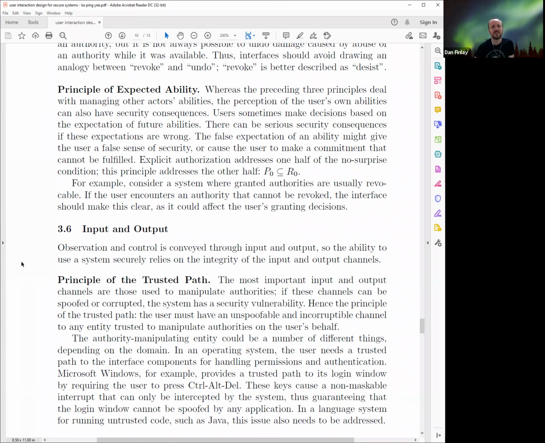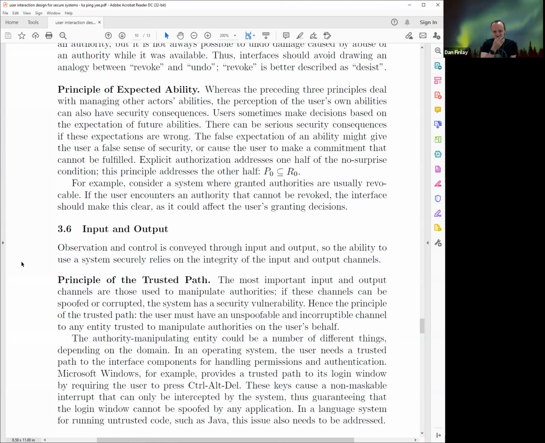I think this is one that I have not deeply internalized, and it's pretty short, so it kind of makes sense. There's a small addendum to it. Input and output. Observation and control is conveyed through input and output. So the ability to use the system securely relies on the integrity of the input and output channels.